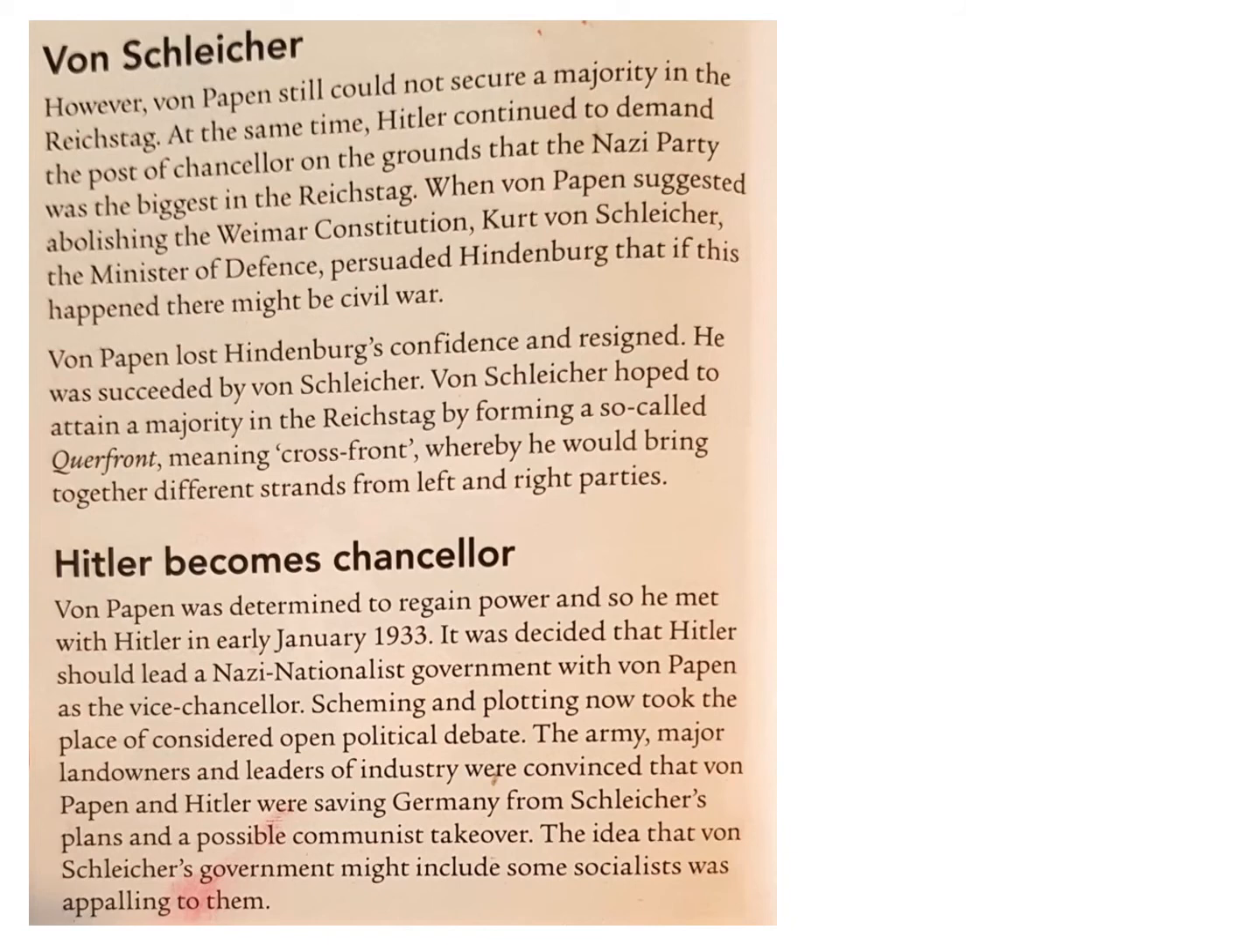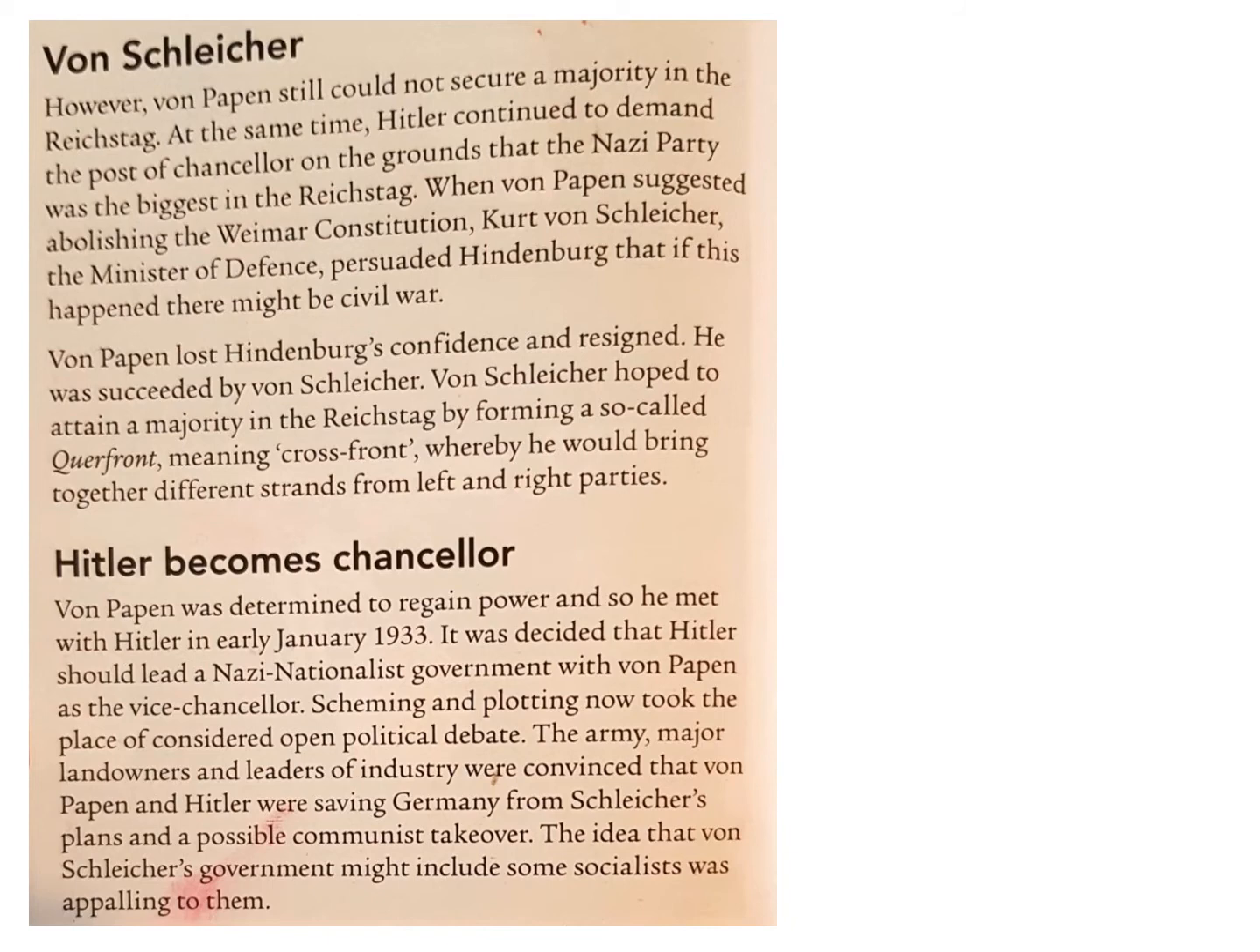However, von Papen could still not secure a majority in the Reichstag. So there's been 2 elections now, and he's still not got the most seats in the Reichstag. So he hasn't got the most power. At the same time, Hitler continues to demand that he should be Chancellor on the grounds that the Nazi Party was the biggest in the Reichstag.